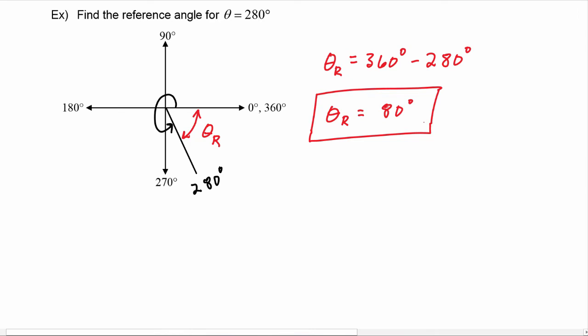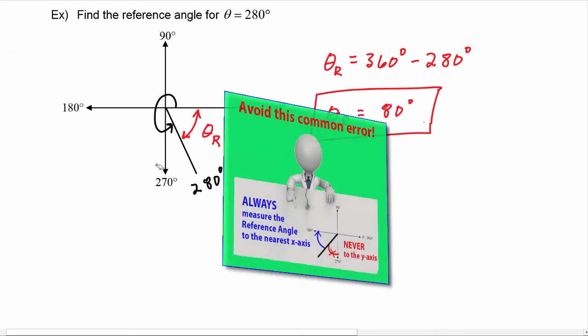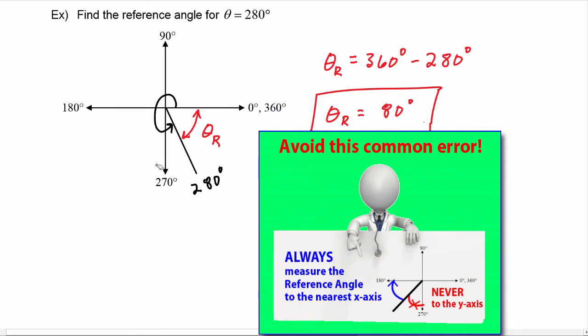On this problem, some students make the mistake of measuring the reference angle to the y-axis. If you did that on this one, it's a good time to remind yourself to avoid that common error. The reference angle is always measured to the nearest x-axis. It is never measured to the y-axis.